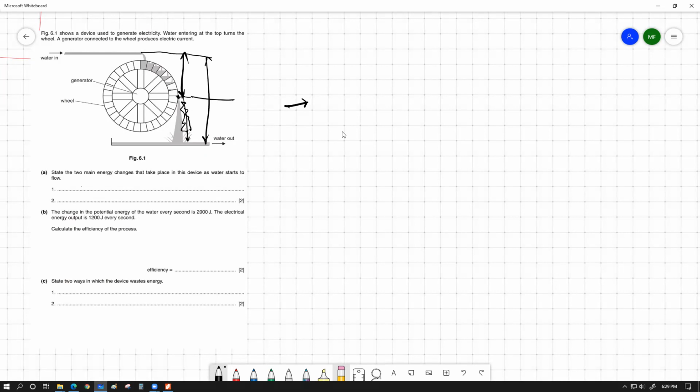So you might wonder, then what is a logical possible way by which we could capture this energy? Here's a design. Have a look.